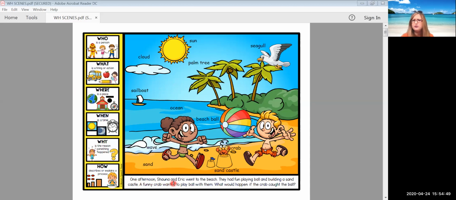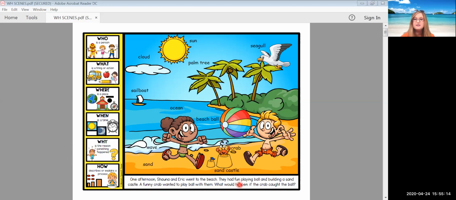One afternoon, Shauna and Eric went to the beach. They had fun playing ball and building a sand castle. A funny crab wanted to play ball with them. So far, I don't necessarily see something that tells me outright exactly why. And that's the thing about why questions. Sometimes we have to do a little figuring. We have to look at the information we know.